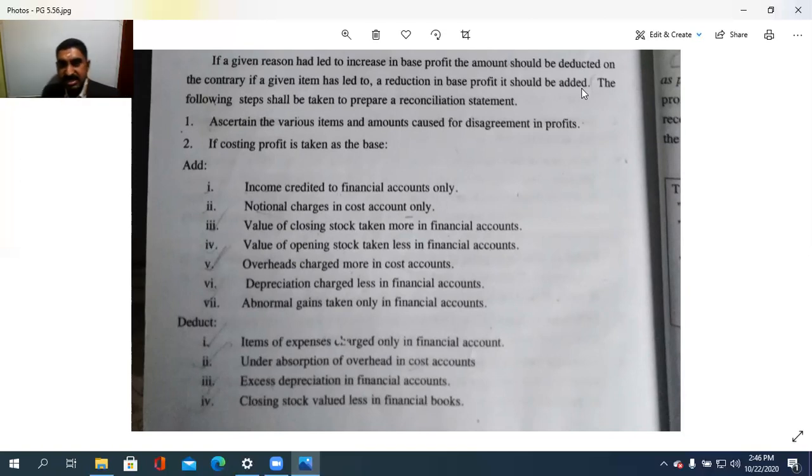Overheads charged more in cost account, that is over absorption of overheads. And depreciation charged less in financial account. Depreciation to be charged less in financial account. Abnormal gains taken only in financial account.